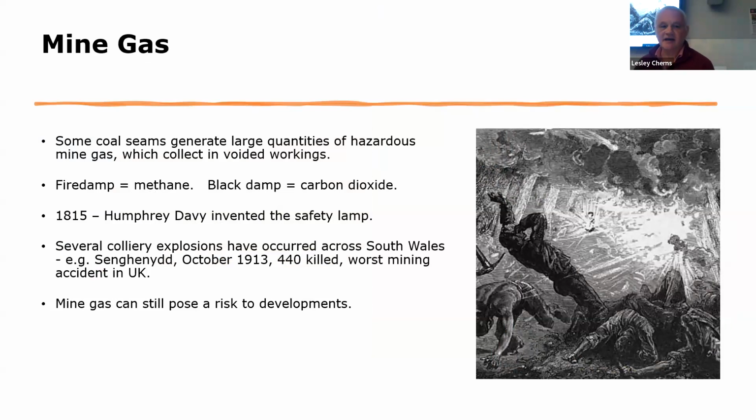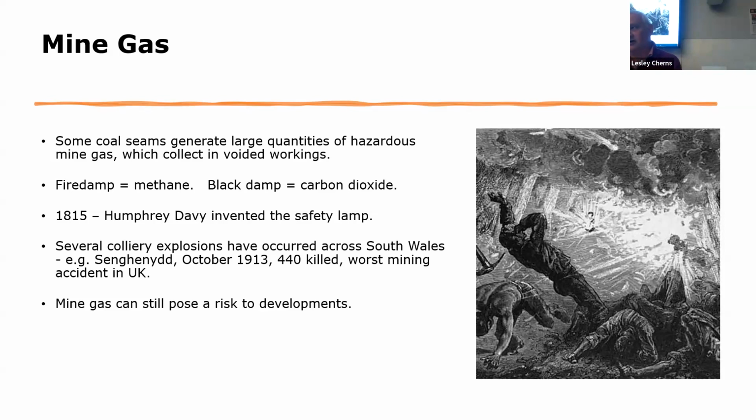Now, mine gas. Some seams generate large quantities of hazardous gas. Not all, but some of them have. And obviously, if you've got workings, it's a lovely place for that gas to collect. The miners used to know them as fire damp, which we now know as methane, which is flammable and explosive, or black damp, which is carbon dioxide, which is toxic, and you can suffocate in it. You're well aware of Humphry Davy's safety lamp of 1815, I'm sure, which then developed into the traditional miner's lamp, which was a safe instrument to use.